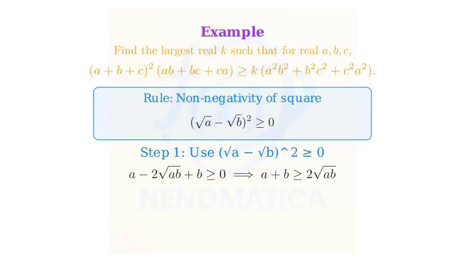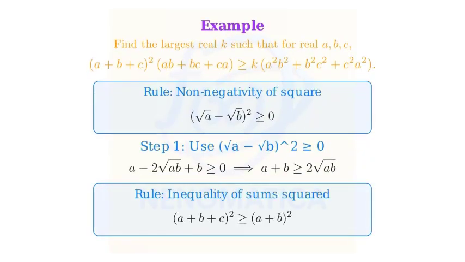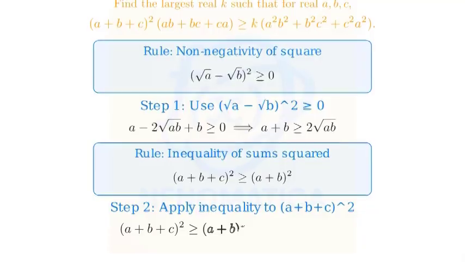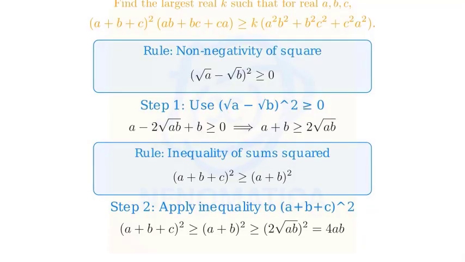Step 2. Compare the sum of 3 to the sum of 2. We have (a plus b plus c) squared is greater than or equal to (a plus b) squared. Using step 1, a plus b is at least 2 times the square root of ab. So (a plus b) squared is at least 4ab. Therefore, (a plus b plus c) squared is at least 4ab.